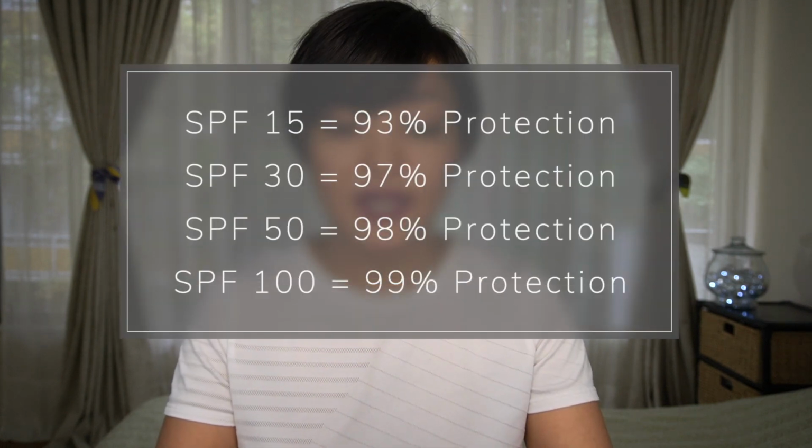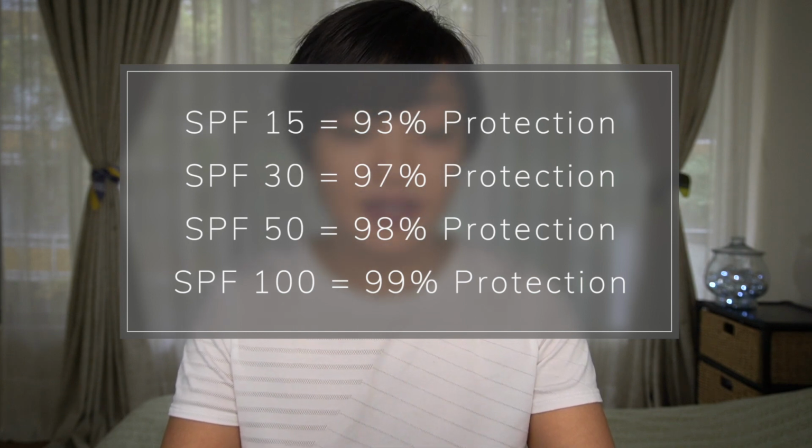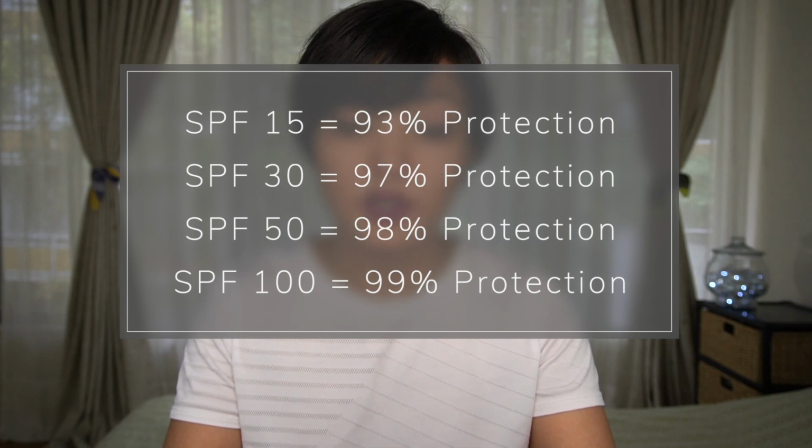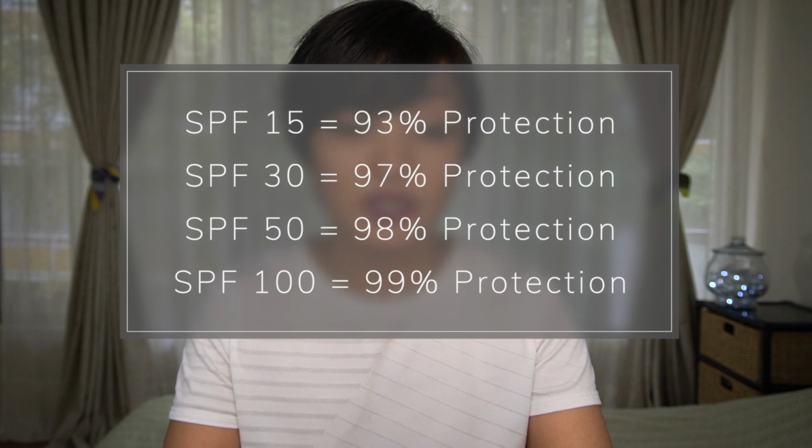SPF 15 provides 93% protection, SPF 30 provides 97% protection, SPF 50 provides 98% protection, and anything SPF 100 and beyond is 99% protection. But keep in mind that when you see SPF 100, it's not the safest. It's actually giving you false hope and is a marketing tactic. Regardless of the SPF number, you want to reapply the sunscreen for extended outdoor activities.